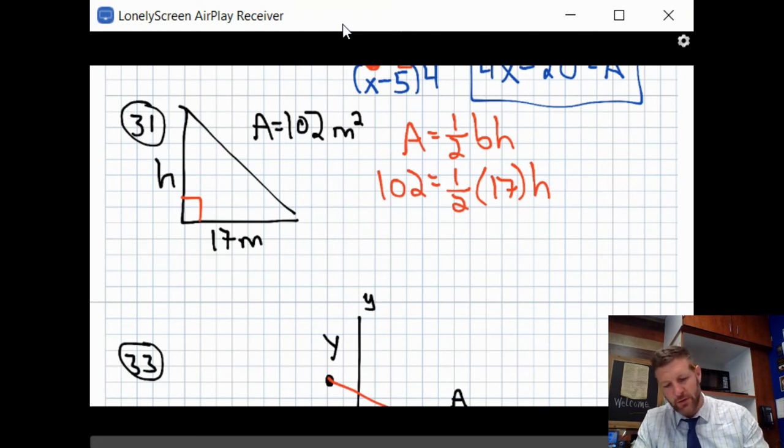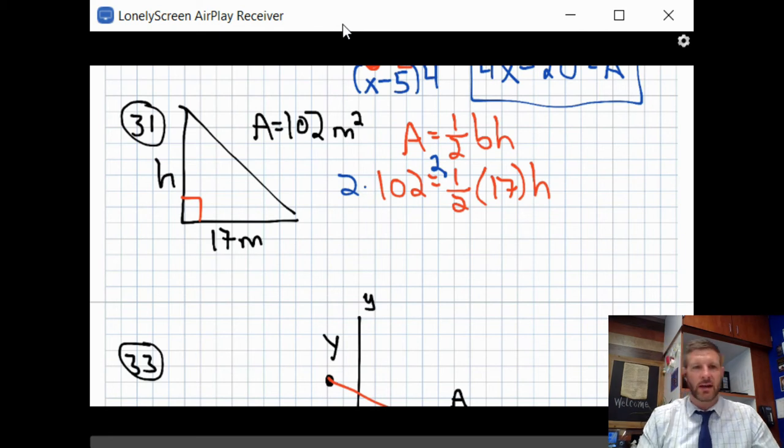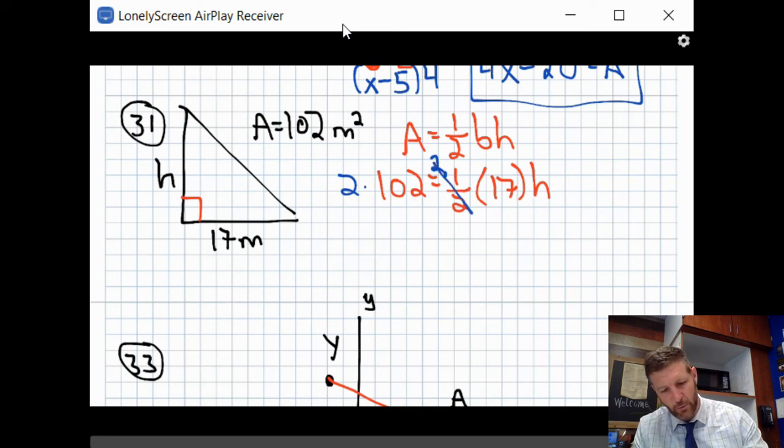The other thing you could do is the way of undoing multiplying by a half is multiplying both sides by 2. So let's just try it that way. Because 2 times 1/2 is equal to 1, it cancels out to a 1. And then that leaves me with a 204 over here. 2 times 102 is 204 equals 17h.